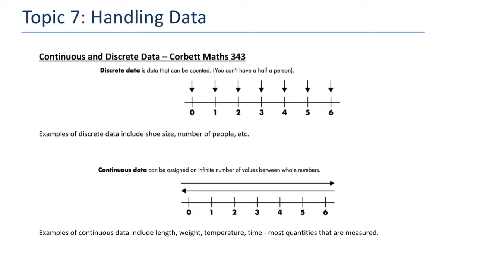In this video we're going to be looking at scatter graphs, but before we do we want to look at different types of data. There's two main types of data, and that's discrete and continuous. Discrete is data that can be counted, so shoe size, number of people, number of peas in a pod, things like that, they're all discrete. But continuous data can be assigned over an infinite number of values between whole numbers. So length, width, temperature, time, and things like that, those are all continuous data.